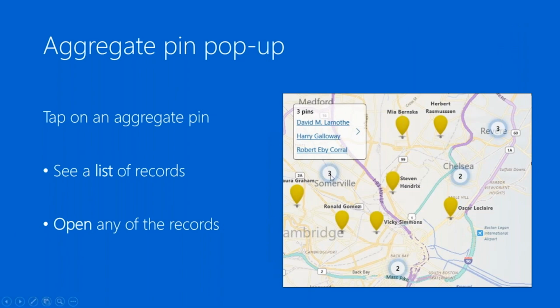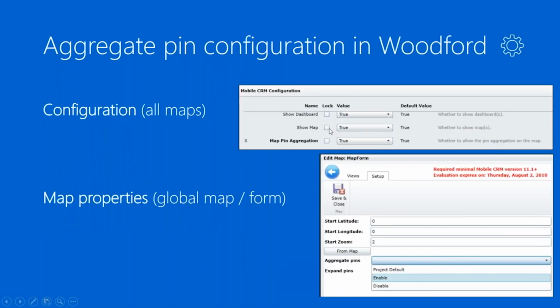Once you click on the aggregate pin, details of the corresponding registers appear. From there, you can open the entity form of the particular record. Keep in mind that this behavior changes slightly based on the platform you're using. This is from the Windows app. It looks slightly different on your iOS or Android device.